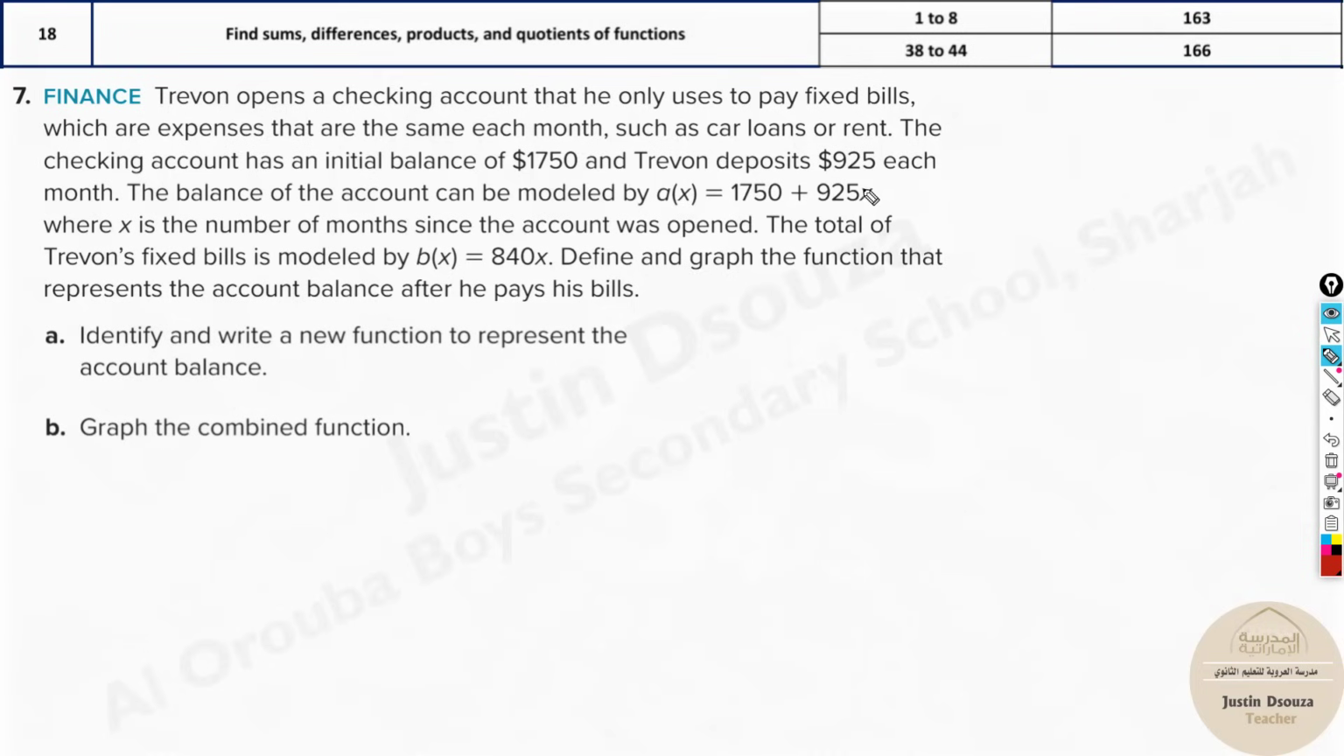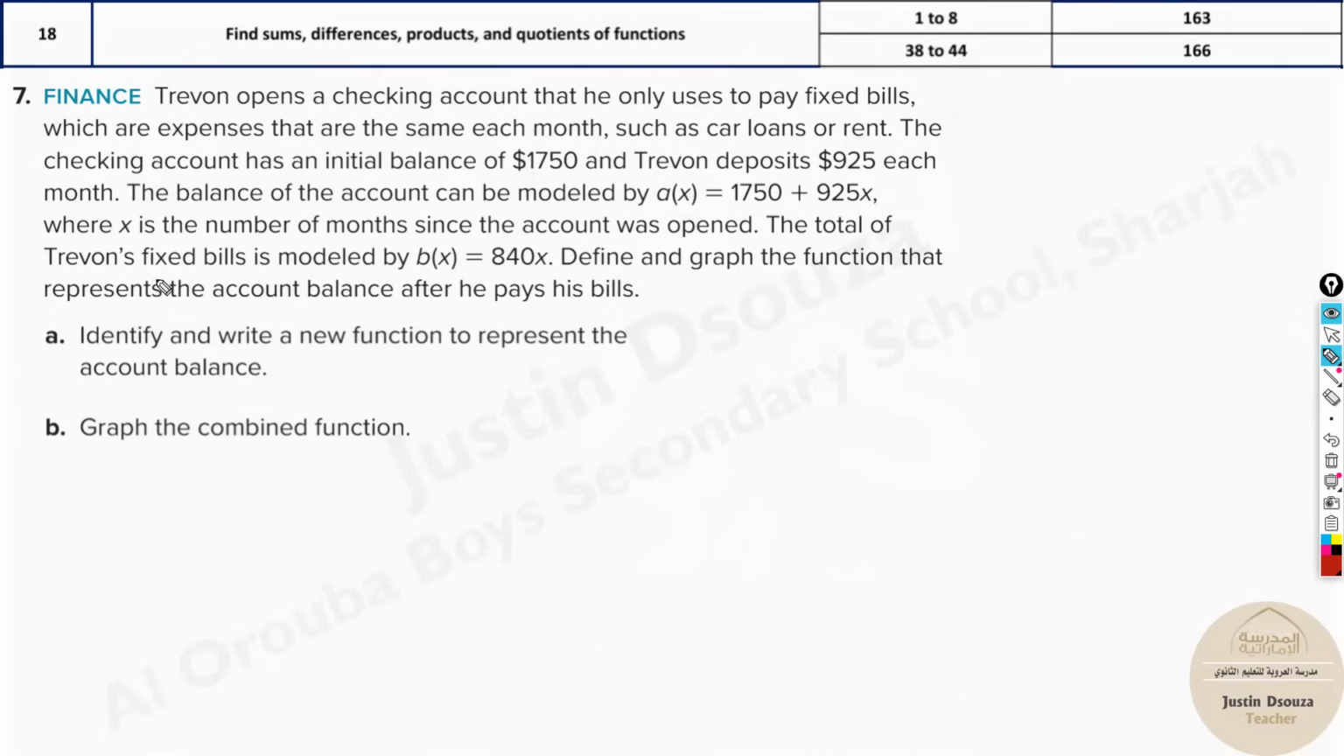925, right? So x means after 3 months, all you need to do is put x as 3 and solve this, and you will get the amount of money he has after 3 months. That will be 925. 3 months is deposited. So if it's 1 month, just put 1 and so on. So that is how we get this equation, where x is the number of months since the account was open.